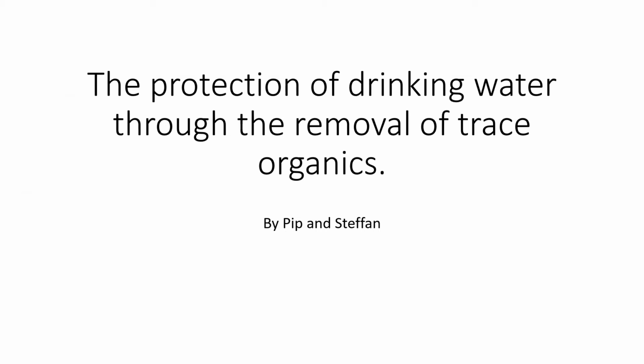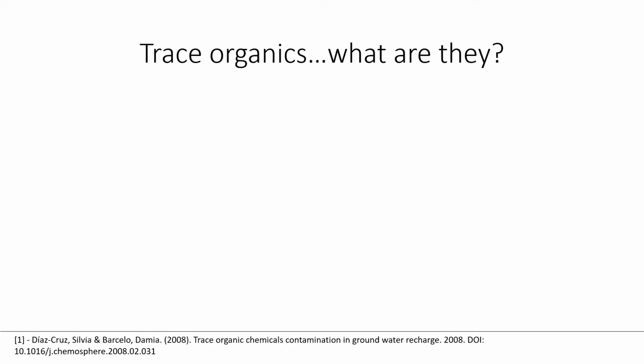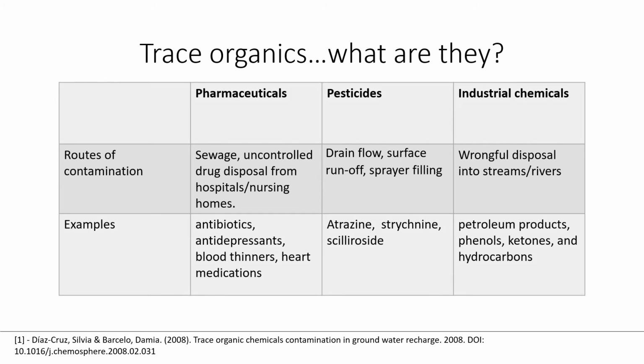Welcome to our presentation on the protection of drinking water through the removal of trace organics. Trace organics, what are they? Trace organics are defined as compounds that are known or suspected to be released into the aquatic environment, however, are not commonly regulated or monitored. So the three main types of these unmonitored contaminants are pharmaceuticals, pesticides, and industrial chemicals.